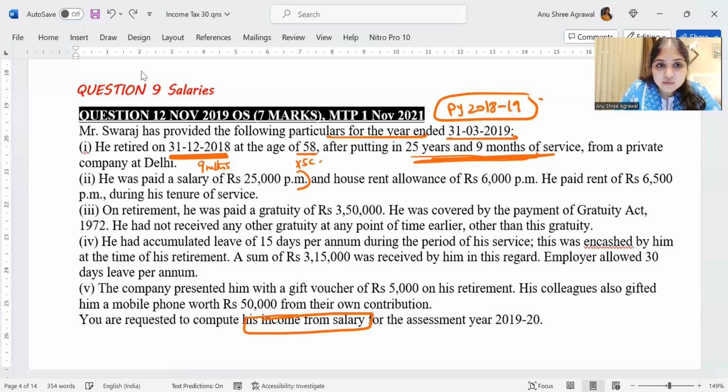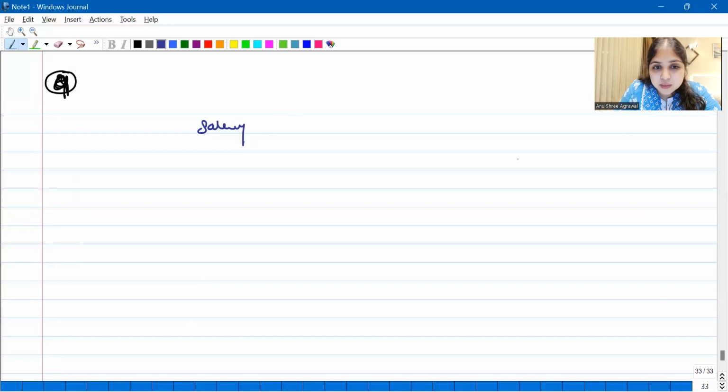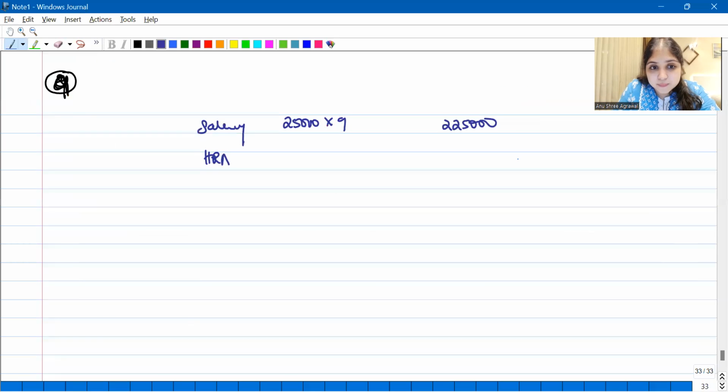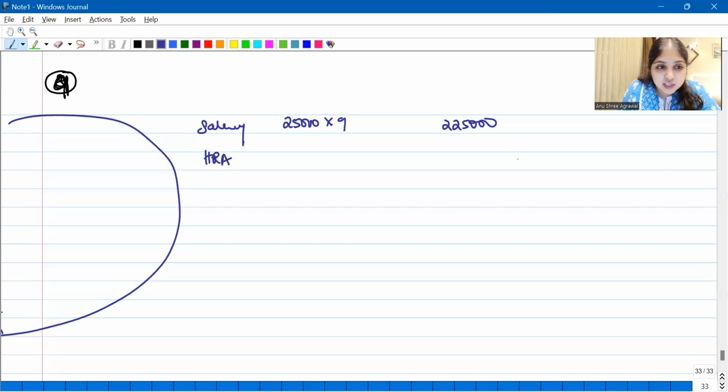Let us handle this. First of all, he has received salary. Salary is 25,000 per month. Only for 9 months I'm going to calculate because he retired in December. So 2,25,000 is his salary. Then comes HRA. HRA is 6,000 per month. Guys, HRA, I hope you remember. HRA, how do you calculate? You always start with calculating salary for the purpose of HRA.